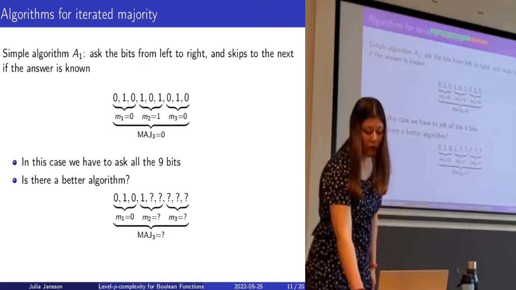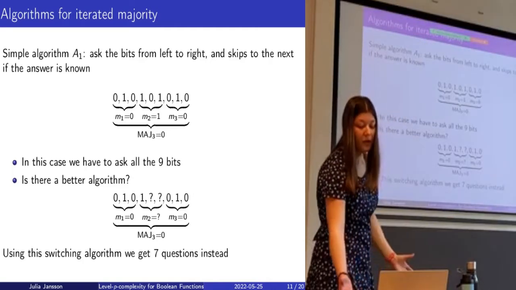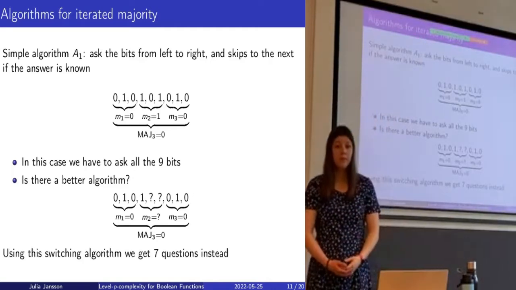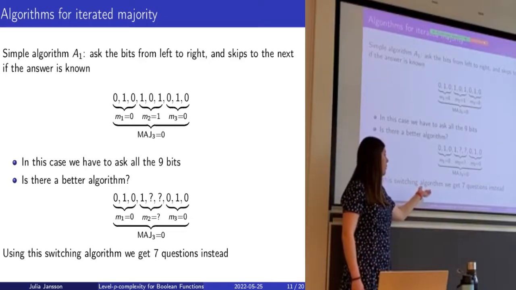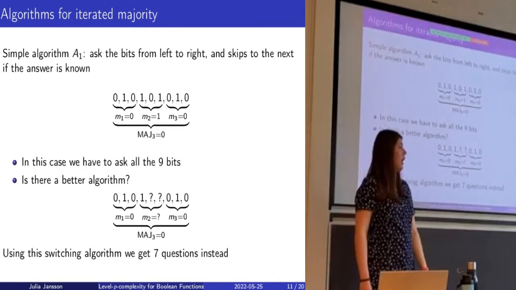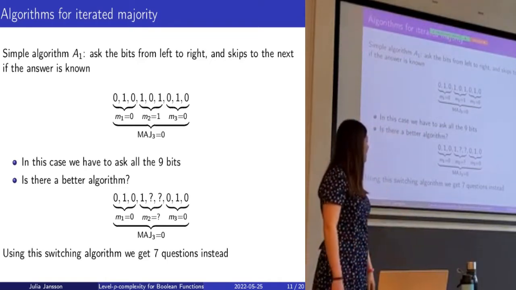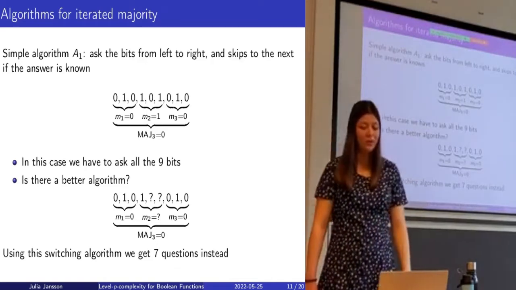And we try this approach, and then we get 7 questions instead of 9. And of course, we can also find examples where this algorithm is worse than the other, but I believe, or I know that this algorithm's expected cost will be better, and I will show this.